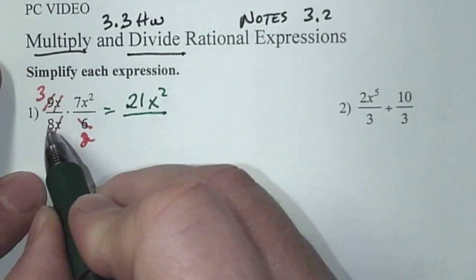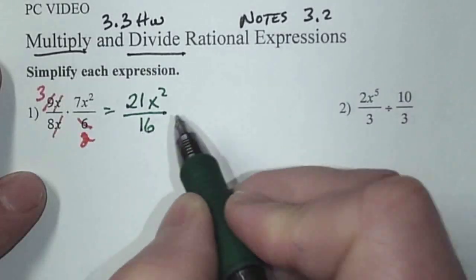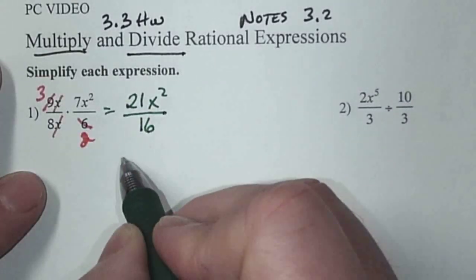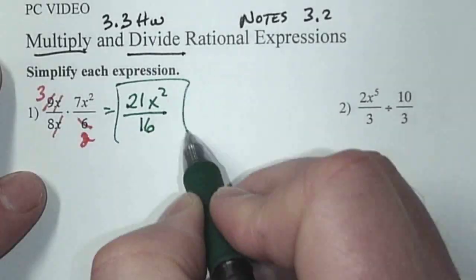X squared on top. 8 times 2 is 16. Can it cancel still? Sometimes I miss it and I have to cancel again. Nope.